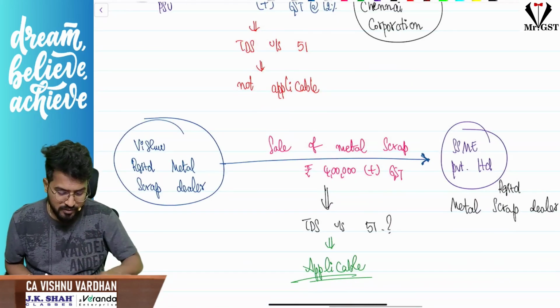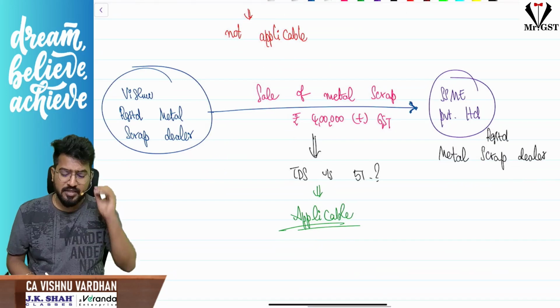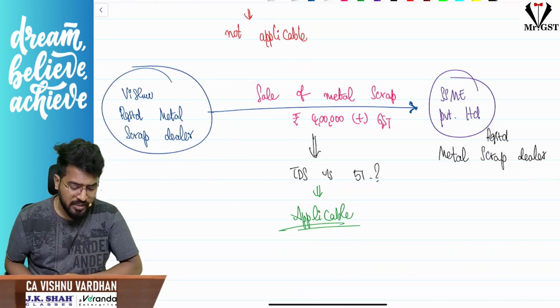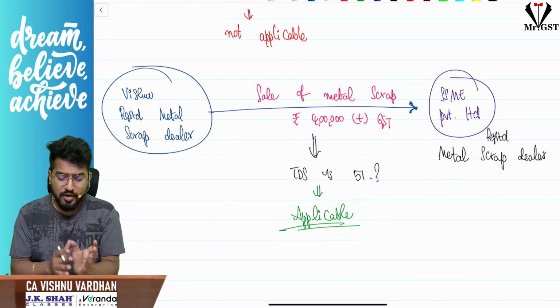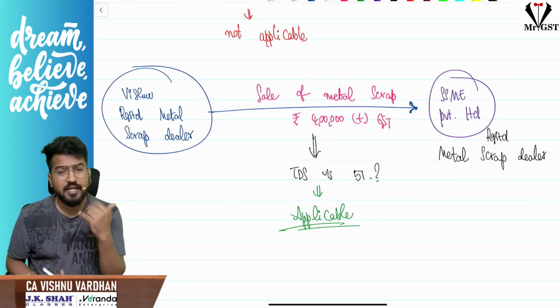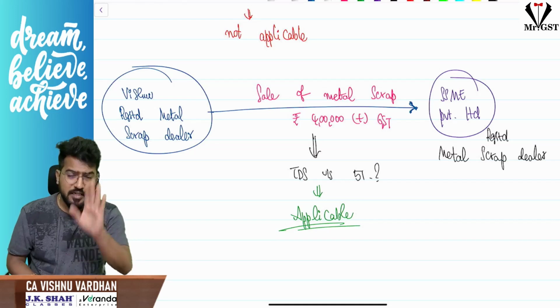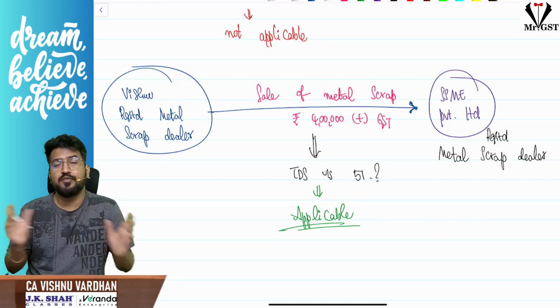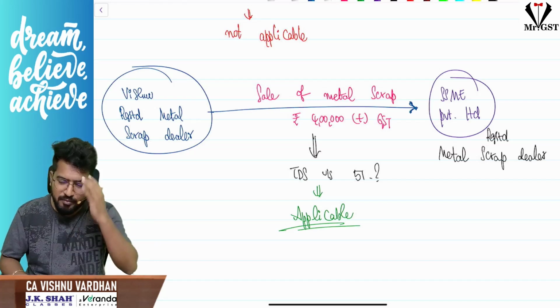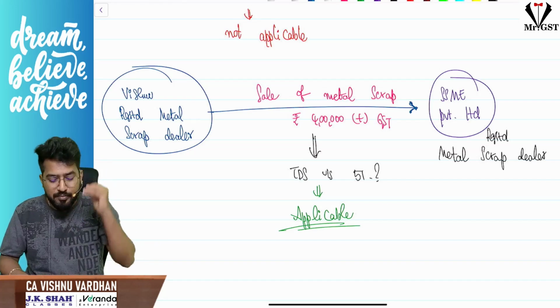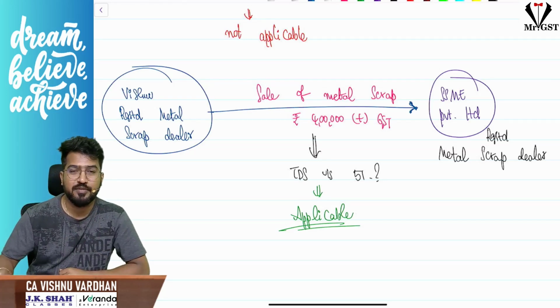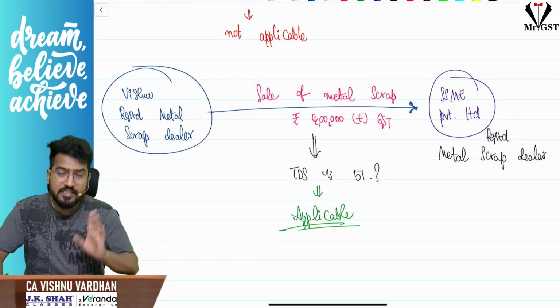Sir, suppose Vishnu is a registered metal scrap dealer, and SSME Private Limited is again a registered metal scrap dealer. Sir, sale of metal scrap for 4 lakhs plus GST, we are doing that, greater than 2,50,000, but still TDS provisions are applicable here. I cannot say we both are subjected to Section 51. Between us, anything happening, TDS applies. For that purpose itself, we have Section 51 into picture. That is the concept. Okay, so this is the amended part. Be careful.